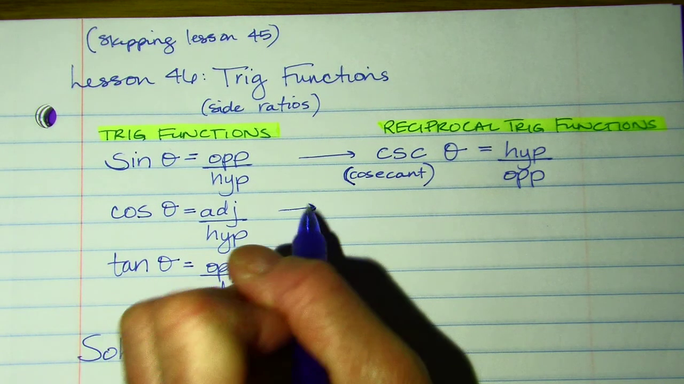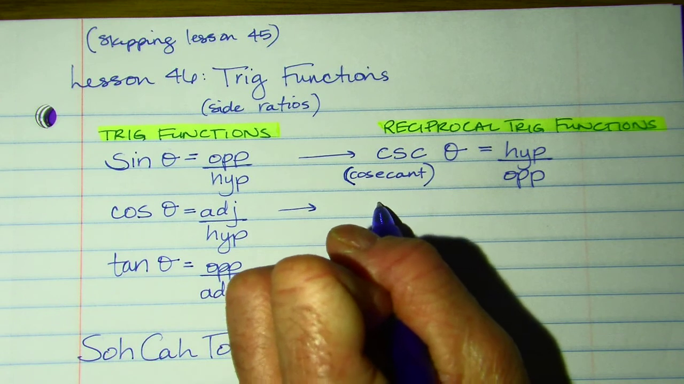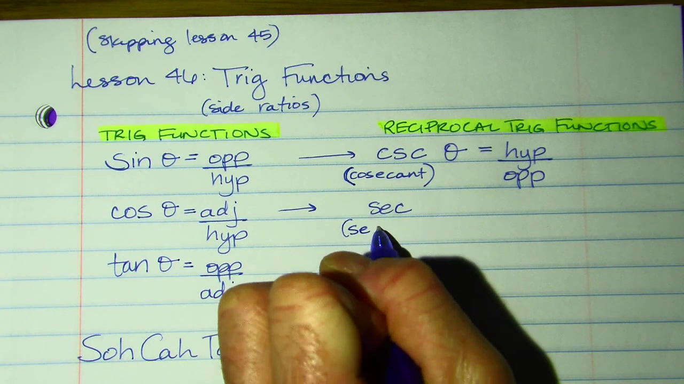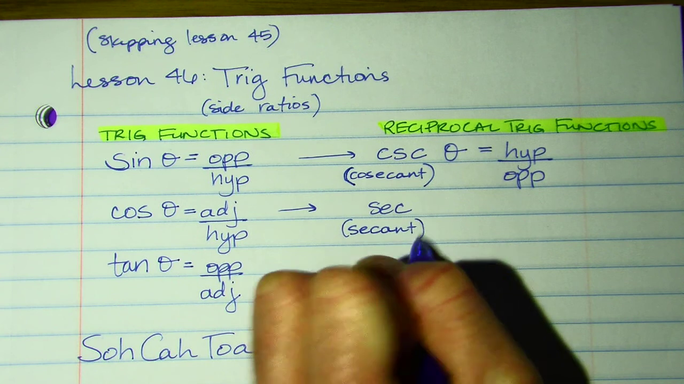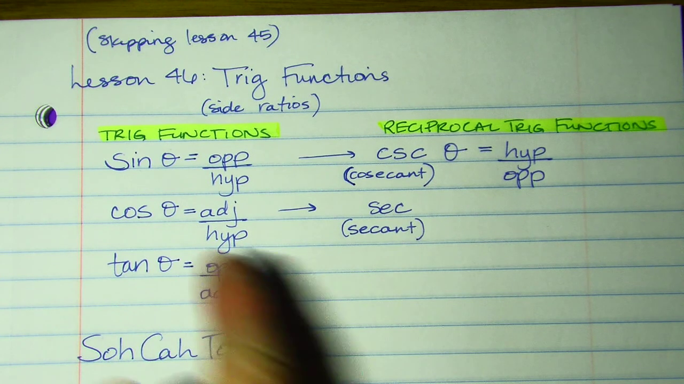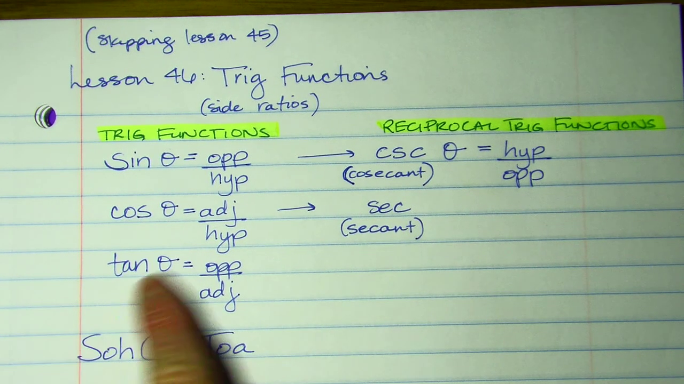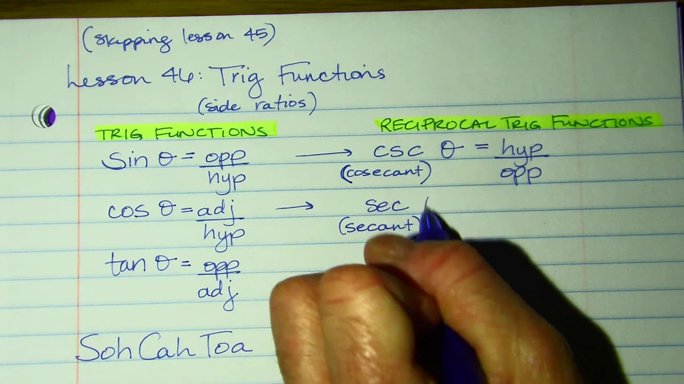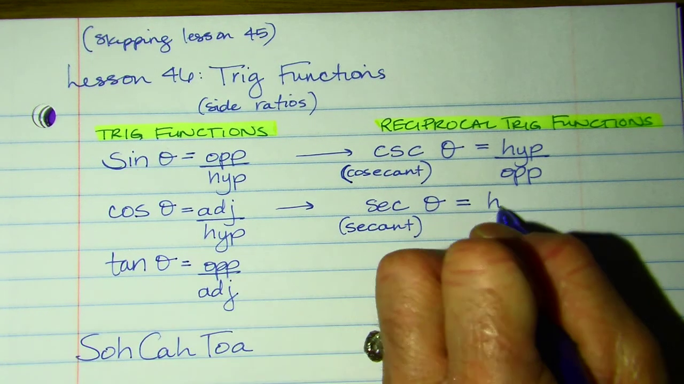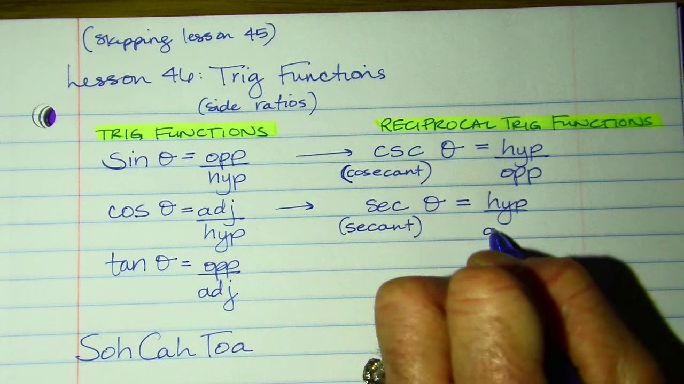Cosine of theta is the reciprocal of secant, spelled S-E-C-A-N-T. But again, we always abbreviate our trig functions to three letters. So sine, cosine, tangent all have three, and so will these. So the secant of theta is the reciprocal of cosine. So I'm just going to flip these over. So hypotenuse over adjacent.